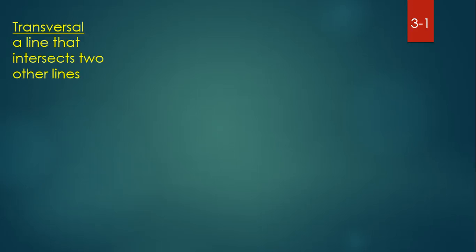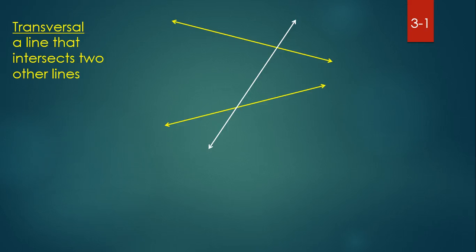A transversal is a line that intersects two other lines. So if we have these two lines and we cut through those two lines with the white line, that is considered the transversal. Now each time that transversal crosses a line, it creates four angles. So we actually have 8 angles that are formed by that transversal that cuts across the two lines. Now there are some special relationships between those angles that are going to be important. So we're going to give some names to the angles as they relate to each other.